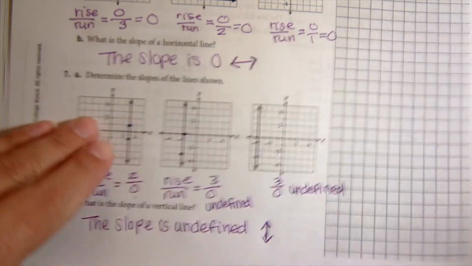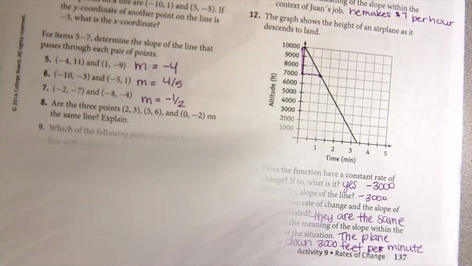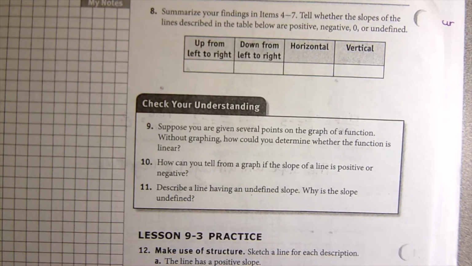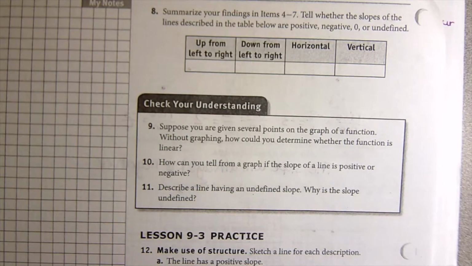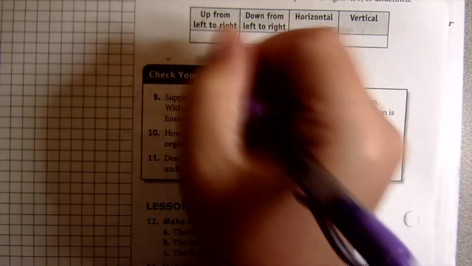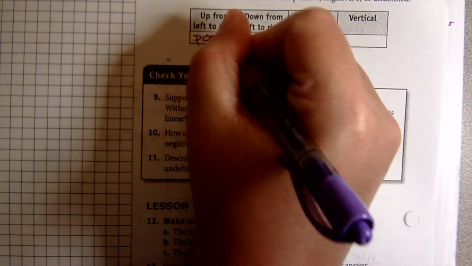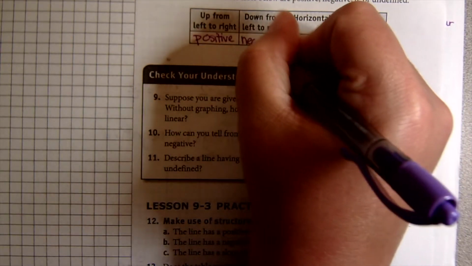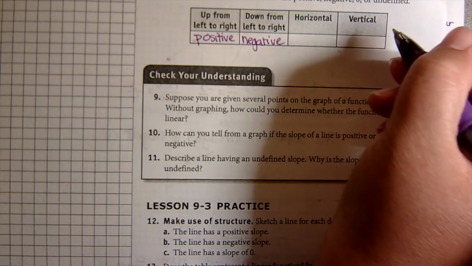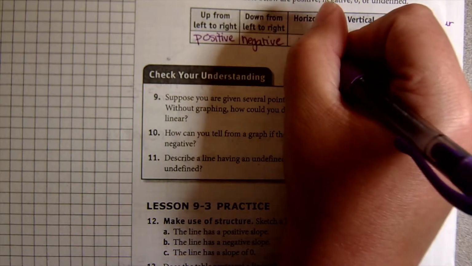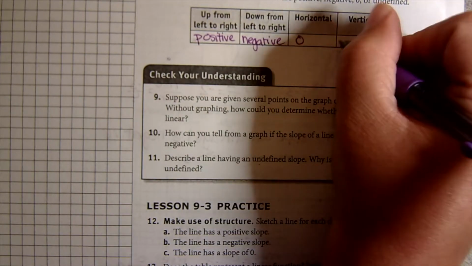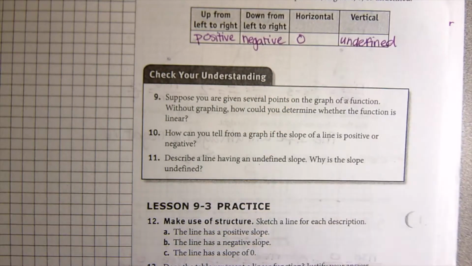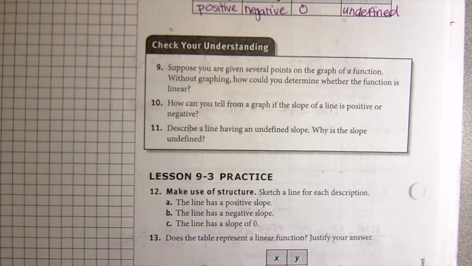So on the top of the next page, they just have a handy dandy little chart for you. Going up from left to right would be what kind of slope? Positive. It's going up. Going down from left to right, negative. Horizontal, 0. Vertical, undefined. All right, take a few minutes, check your understanding.